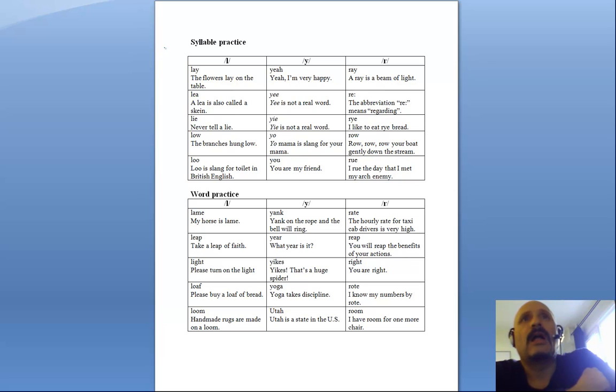Word practice. Lame. My horse is lame. Leap. Take a leap of faith. Light. Please turn on the light. Loaf. Please buy a loaf of bread. Loom. Handmade rugs are made on a loom.